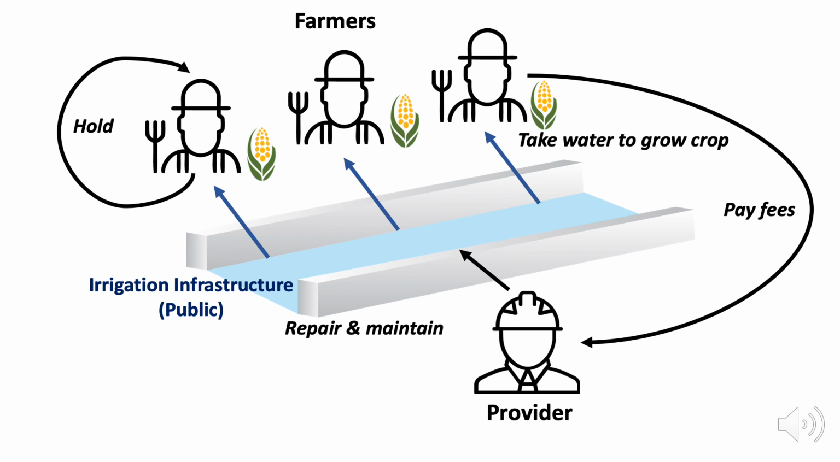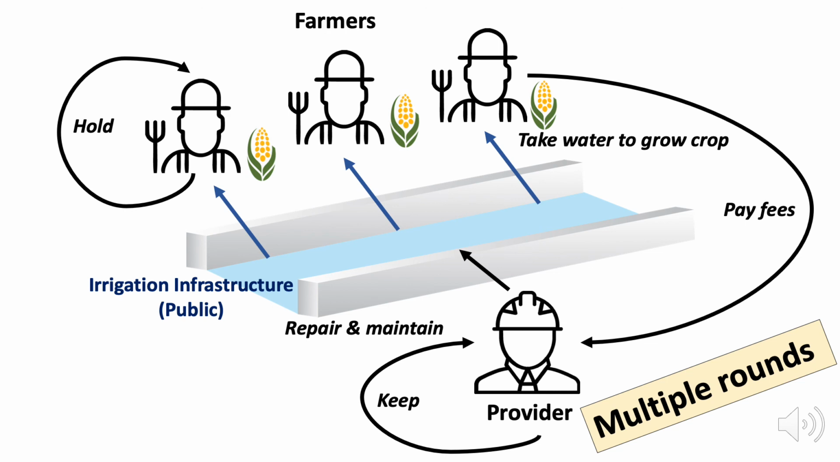The provider must decide how to use the collected fees. 2 options are available. The provider can either invest the fees to maintain the infrastructure or keep the collected fees as its earning. When the provider makes an investment, the earning is the amount of leftover fees that remains after investment. Note that more water is available for farmers to grow crops if the irrigation infrastructure is maintained through investment. Note also that you and 3 other players will play the situation just described multiple times throughout this decision exercise.